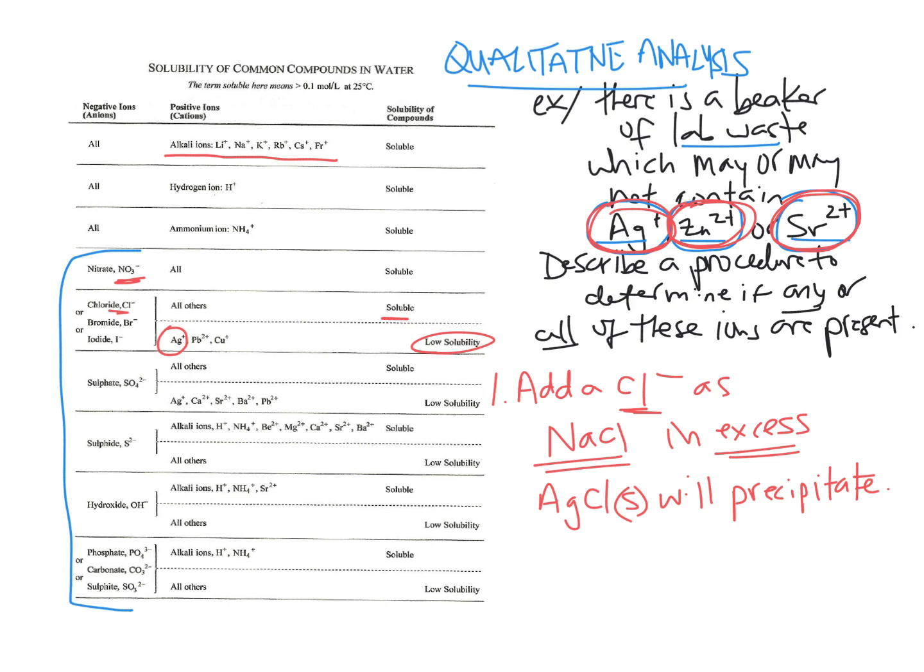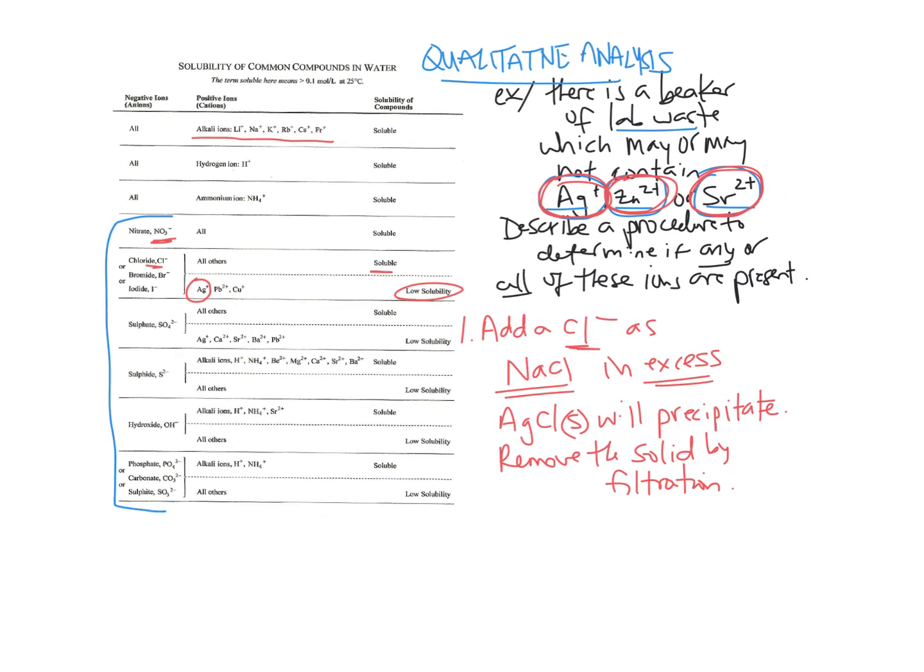We know then that we have to remove that silver chloride so that silver is out of the way and we can focus on the other two ions. So remove the precipitate, remove the solid by filtering. Okay, by filtration. Or you could say some other method, but filtration is probably the simplest. So that's going to be step one. I'm going to make this a little smaller so I can fit step two.